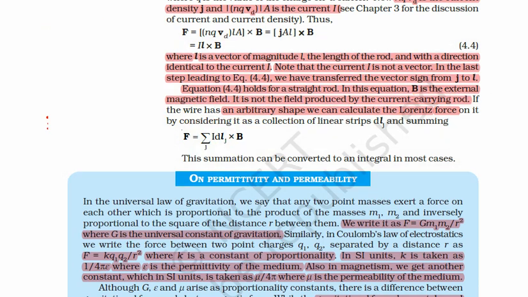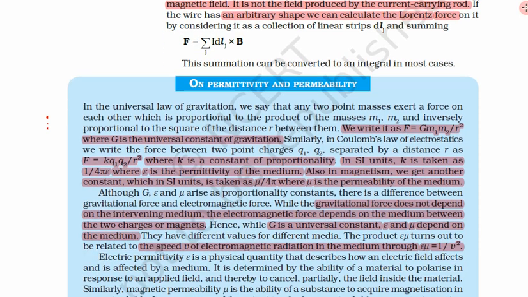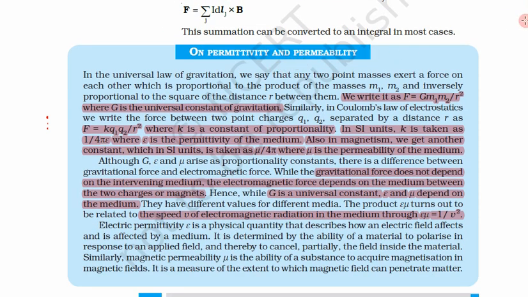So now let us read something about permittivity and permeability. This is also important. We have seen the law of gravitation, F = G m1 m2 / r², where m1 and m2 are masses of the particles, r is the distance between them, and G is the universal gravitational constant. Similarly, in electrostatics we saw Coulomb's law.